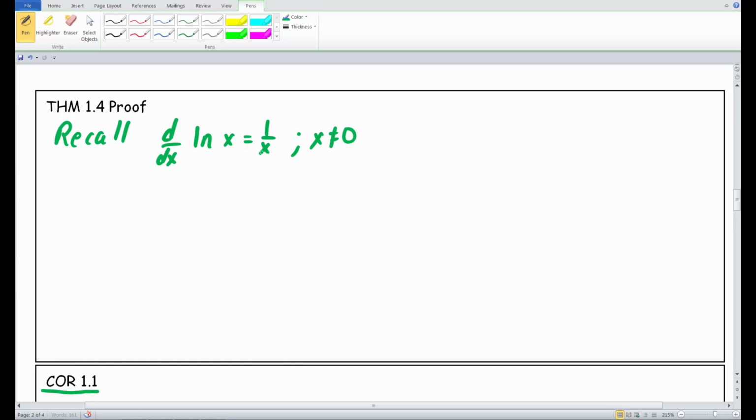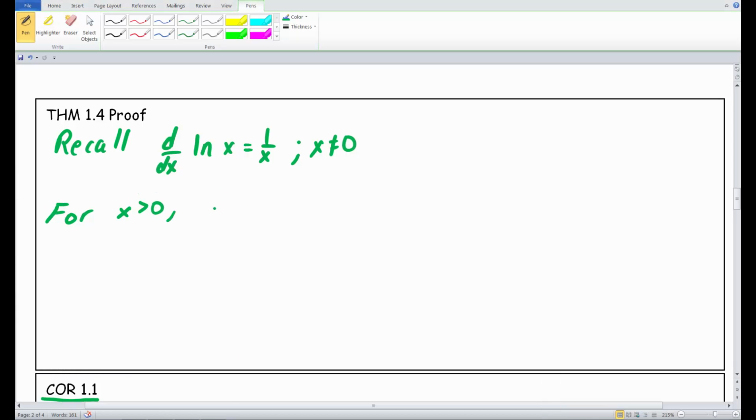Now we're going to go ahead and break this up into two separate pieces. So for anywhere that x is larger than 0, we have that the natural log of the absolute value of x must be equal to the natural log of just regular x without the absolute value. And the reason for that, again, is that we're assuming x is larger than 0.